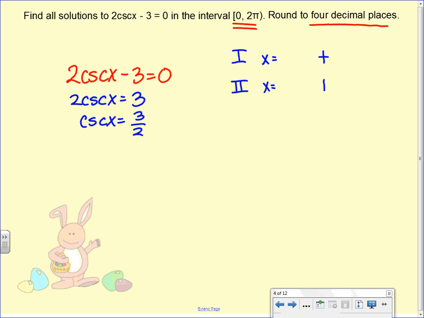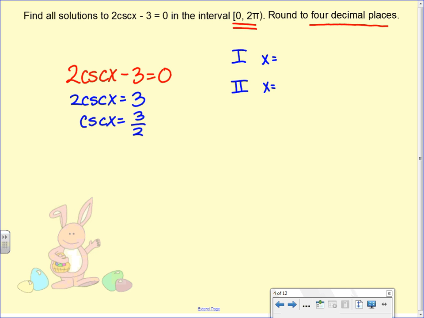what's going to be the period? Oh, actually, I don't even need to worry about that here, because I didn't want all solutions. I just wanted 0 to 2 pi. Never mind. Okay, so quadrants 1 and 2. Do I have 3 over 2 on my unit circle? First of all, no. Do I have inverse cosecant in my calculator?